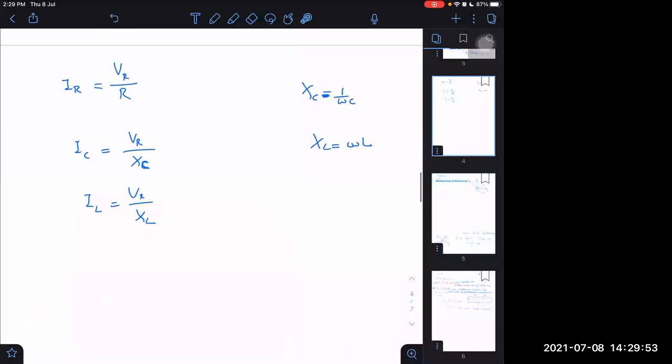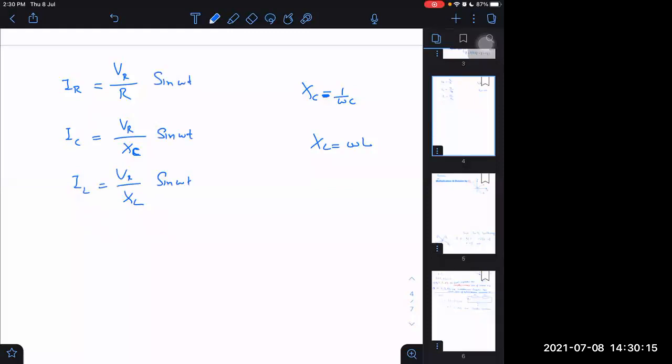Come back to this. Why does this complex number notation come into picture? What is the reason for that? I will give you the reason now. Is there any way that what is IC here? IC is VC by XC into sine omega t. Tell me what is it? Sine omega t what? Tell me what I should fill after that. Fill the space.